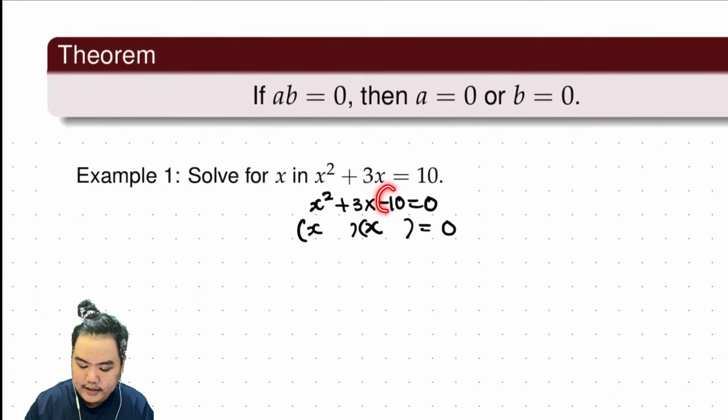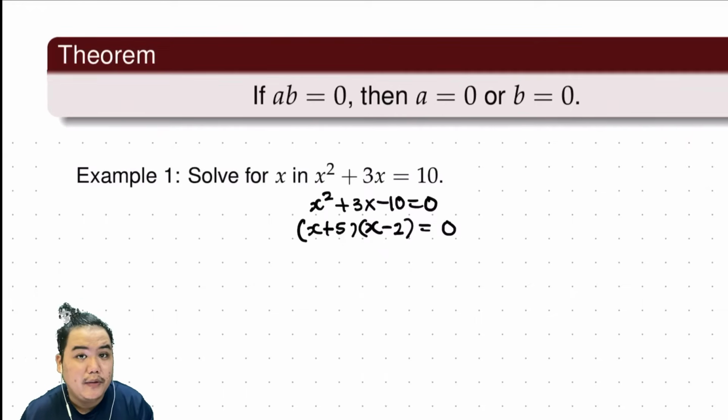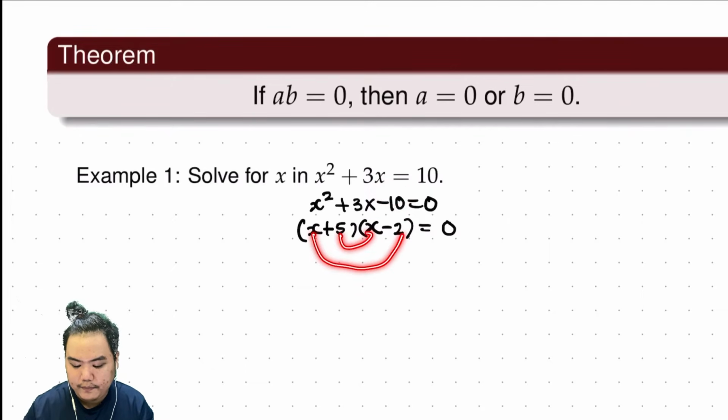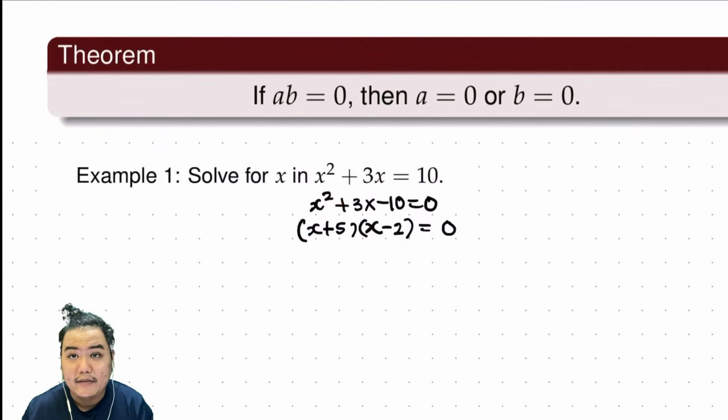Dapat, product is negative 10, ang sum is 3. Mukhang plus 5 minus 2. So, pag nakapag-factor na kayo, always check yung answer ninyo by multiplying or using FOIL method in this case. Negative 10, 5x minus 2x, 3x, x squared.